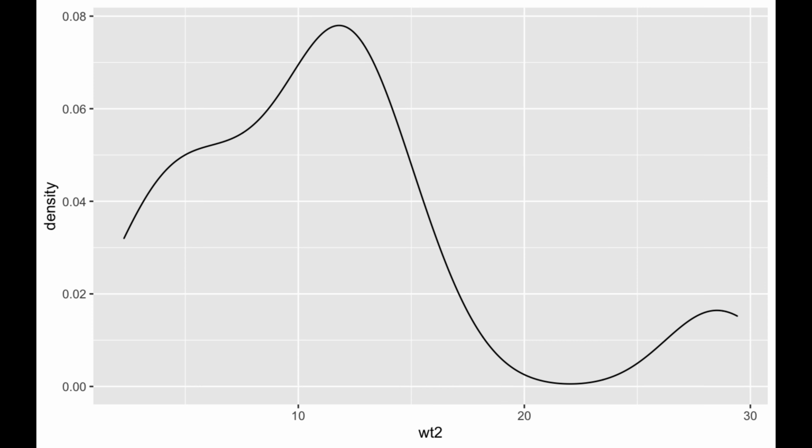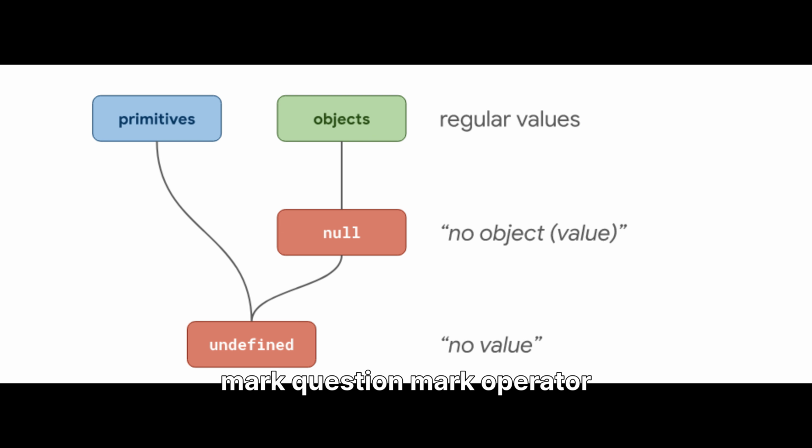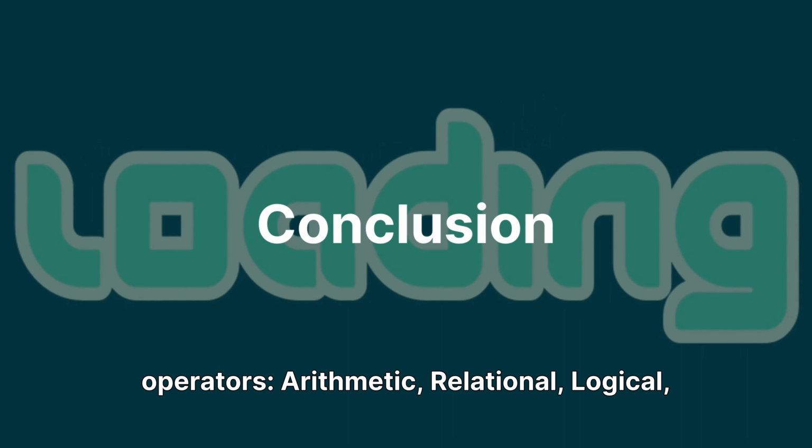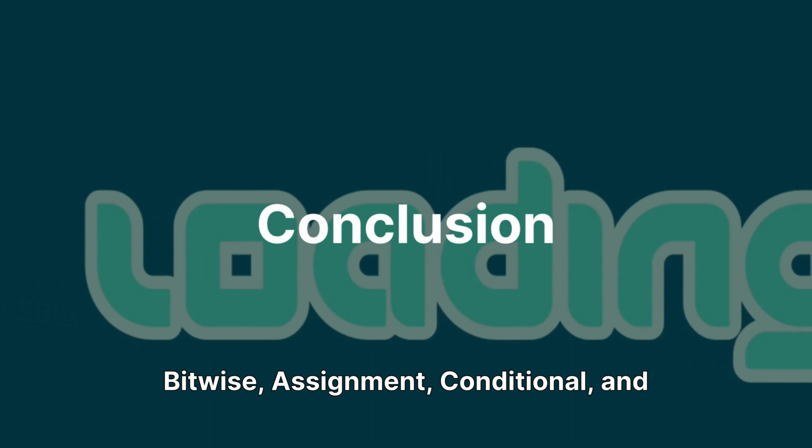The logical or operator considers any falsy value, such as 0, an empty string, NaN, null, or undefined, as a trigger to return its right-hand side operand. This broad interpretation can lead to unintended default values. In contrast, the null coalescing operator specifically checks only for null or undefined values. This precise behavior provides much more granular control over default values, allowing you to use 0 or empty strings as valid, non-default values. In this comprehensive guide, we've covered essential JavaScript operators: arithmetic, relational, logical, bitwise, assignment, conditional, and null coalescing.